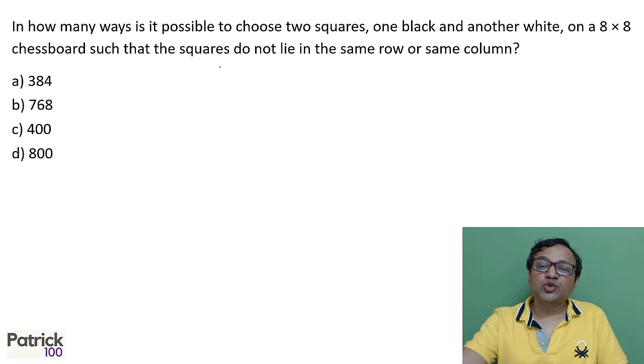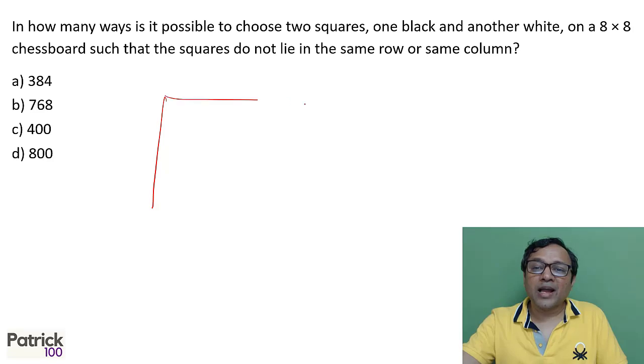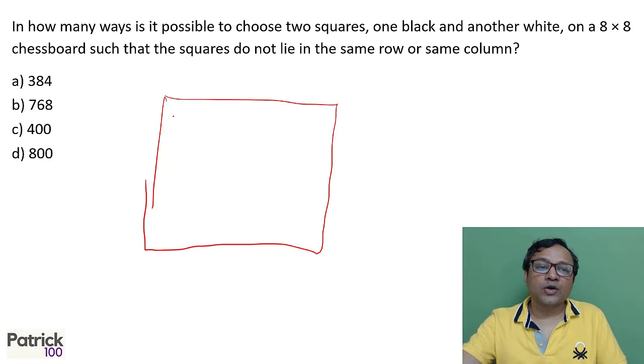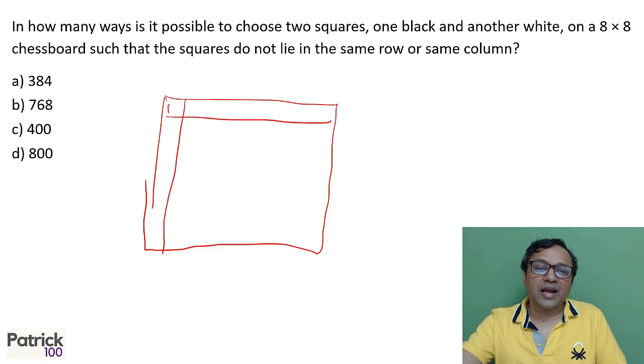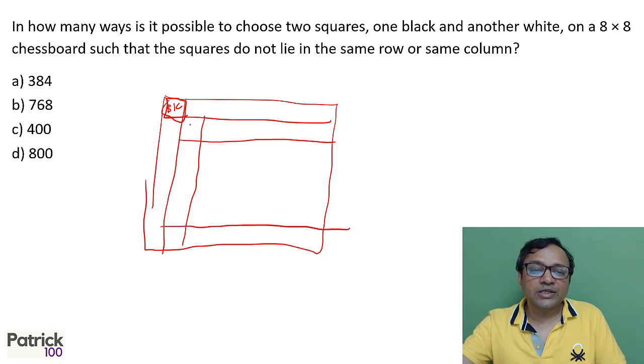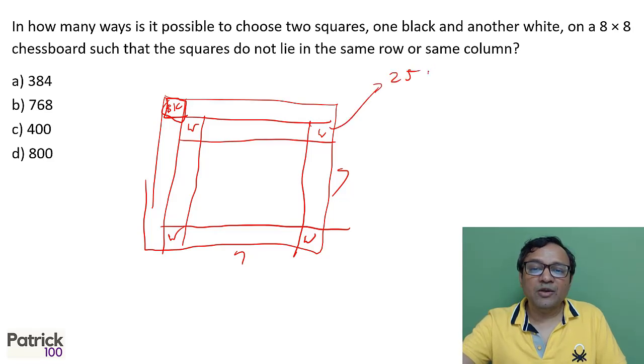In how many ways is it possible to choose two squares, one black and another white, on an 8 by 8 chessboard? Suppose I take the corner square as, let's say, black. So I take this black square. For this black square, how many white squares can I choose? It can't be in the same row or column. This will be white, this will be white, and this is a 7 by 7. So 49 squares in a 7 by 7 matrix, from which 25 will be white and 24 will be black. There will be one extra white as compared to black.